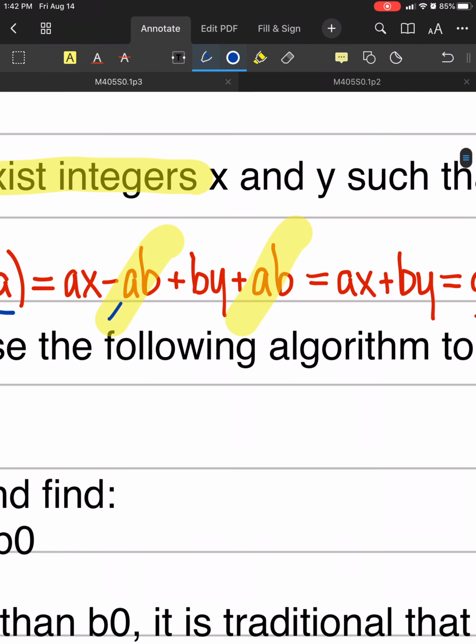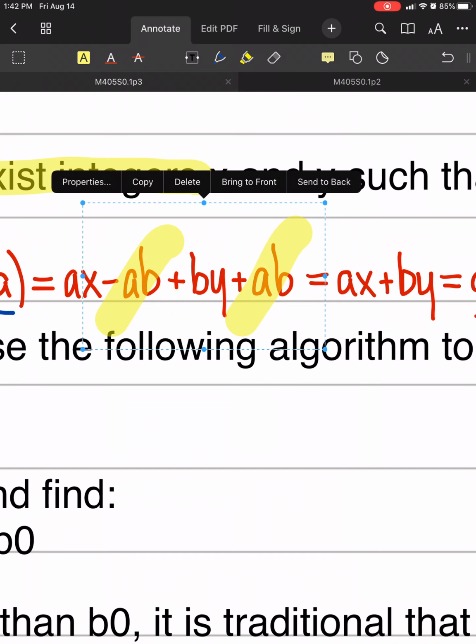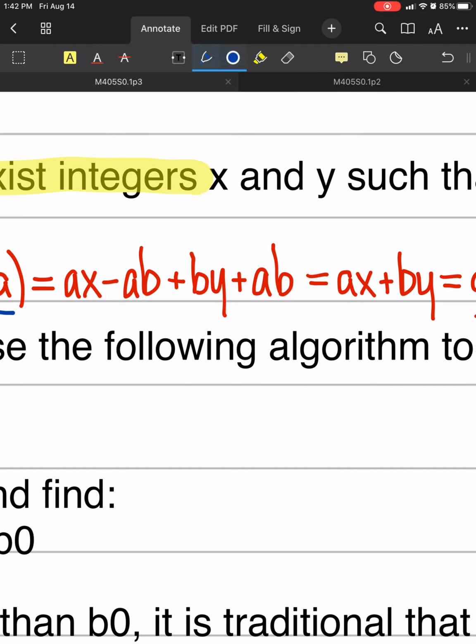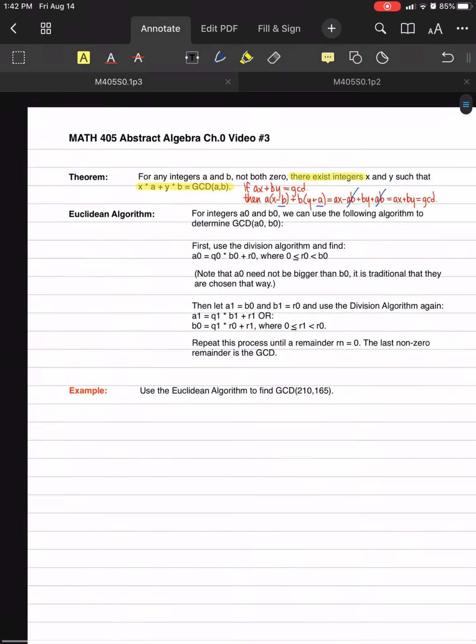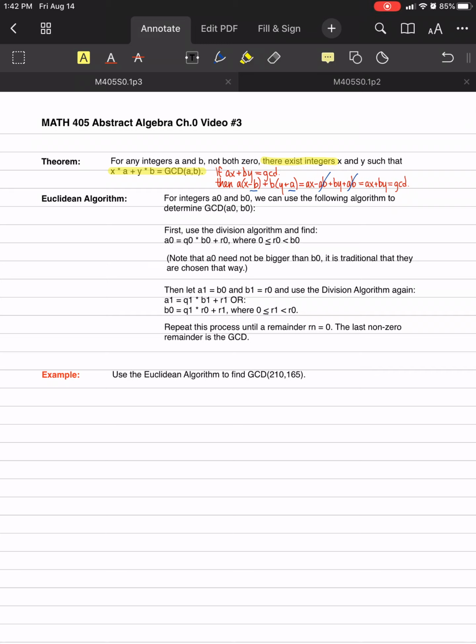I should probably actually cross those out instead of just using the highlighter. Okay, let's cross these out rather than using the highlighter. Okay, so that is how this theorem works. It's not unique.